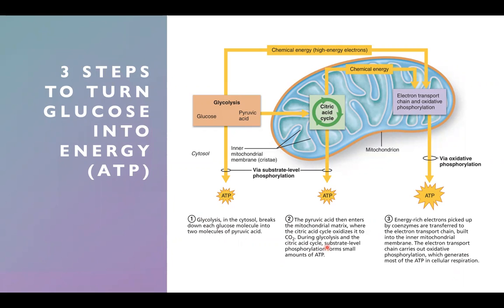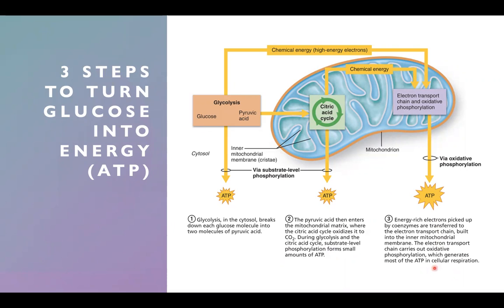That pyruvic acid then goes into step 2 of our cellular metabolism. Pyruvic acid enters into the mitochondria now, specifically into the mitochondrial matrix, where the citric acid cycle or the Krebs cycle occurs. During glycolysis and the citric acid cycle, we do what we call substrate level phosphorylation, which forms very small amounts of ATP.